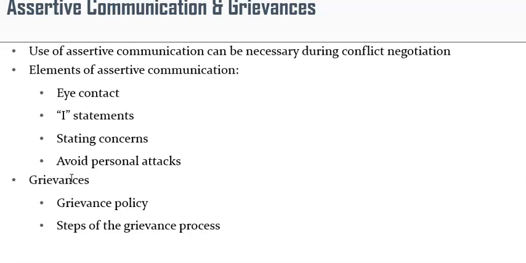So, elements of assertive communication, which is what we just talked about: eye contact, I statements, stating concerns. You definitely want to avoid any personal attacks. And then with grievances, there's always a grievance policy at each of your facilities. Within your facility, there will be a grievance process. There's usually a whole department over that.